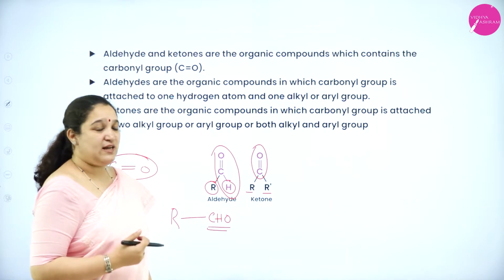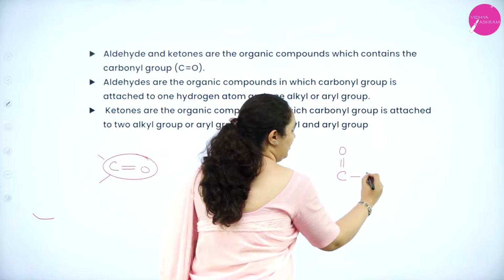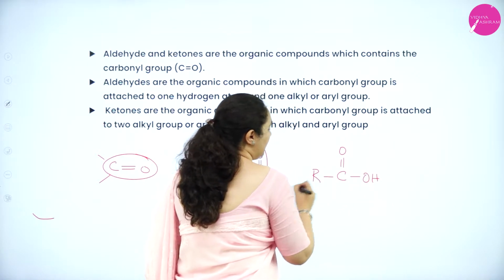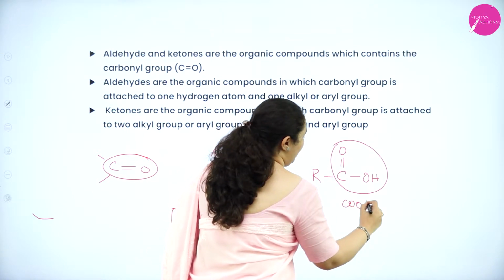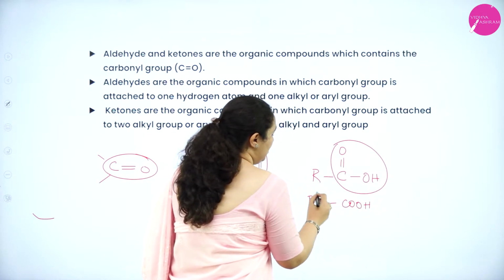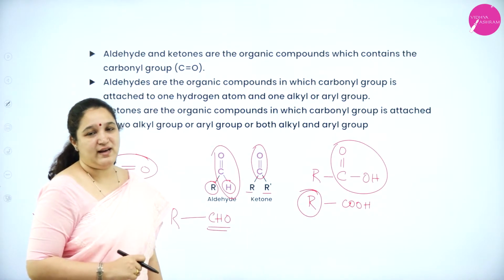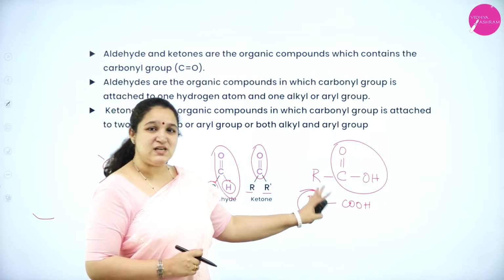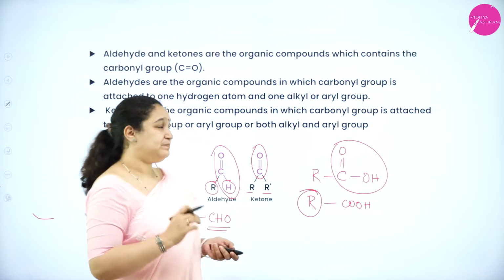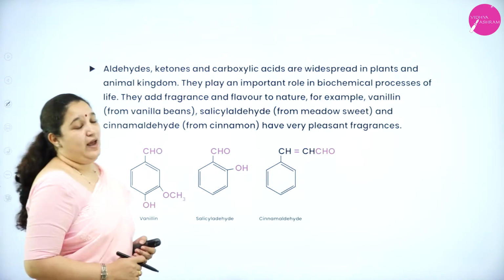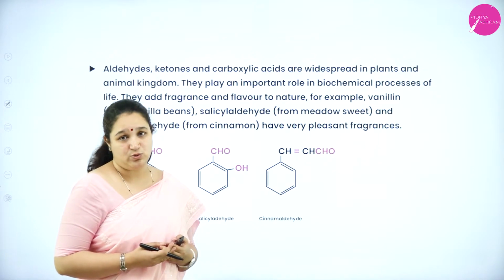What are carboxylic acids? Carboxylic acid is a carbonyl group containing an OH group and an R group. So we also call it the COOH group of carboxylic acid, to which R or R dash, an alkyl or aryl group, is attached. More about this I'll do once I finish aldehydes and ketones. Next is about aldehydes, carboxylic acids as well as ketones.